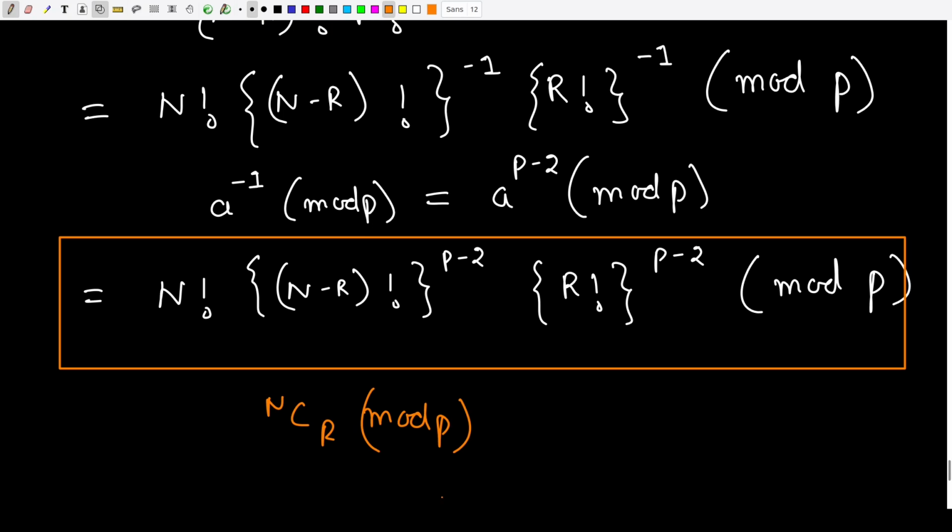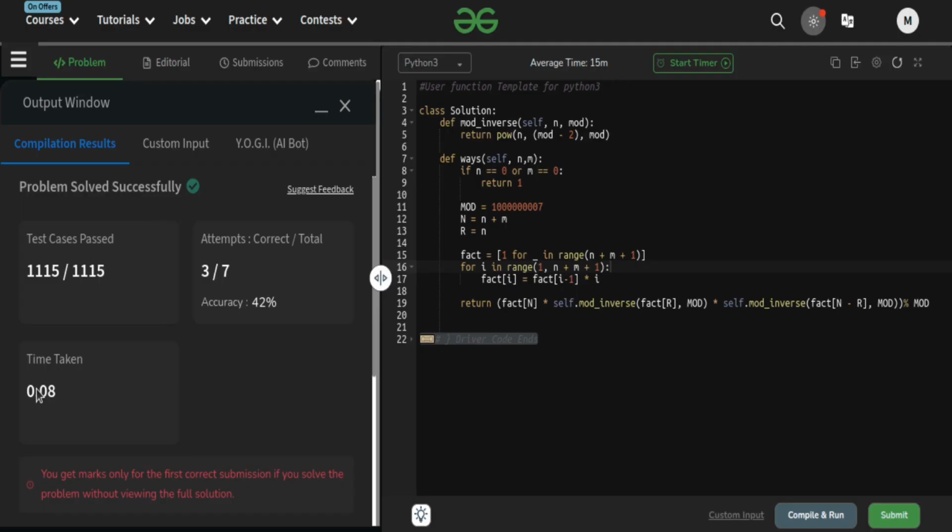Now let us see how we have implemented this in Python. The Python implementation is pretty much the same. Over here, as we have discussed, if n equals 0 or m equals 0, then the value will be 1, and that is what we are returning. So essentially for the 0th row or 0th column, the value is 1. Otherwise, this is the mod we want to take it with, and then the value of n is n plus m, and the value of r is m.